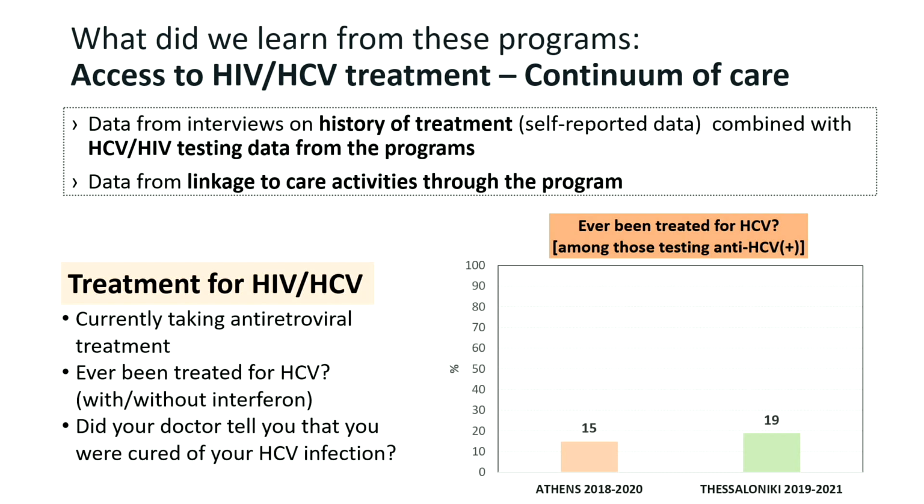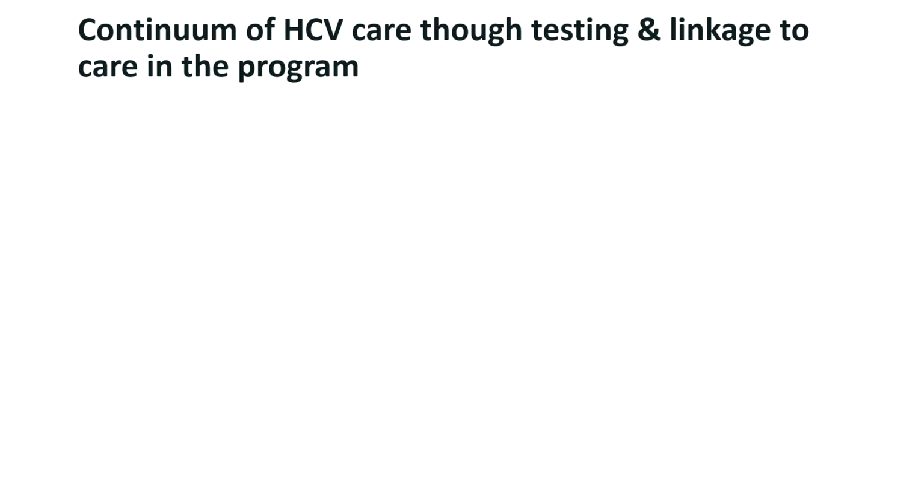For example, in the two recent programs in Athens and Thessaloniki, among those testing HIV positive, only a very small proportion reports having received treatment for hepatitis C, and I think that's the least information that people could, I mean, it's something that perhaps people can validly report. But we have information about what we achieved from our intervention.